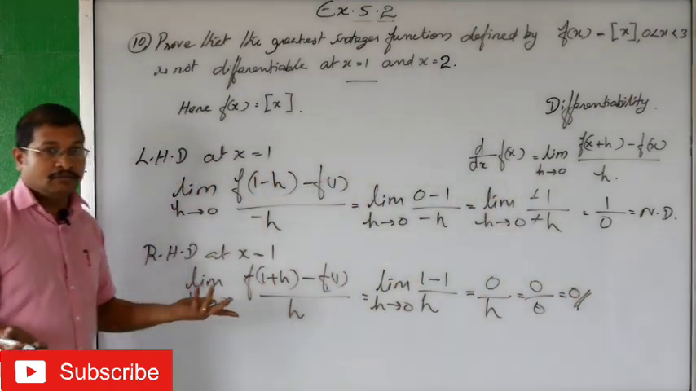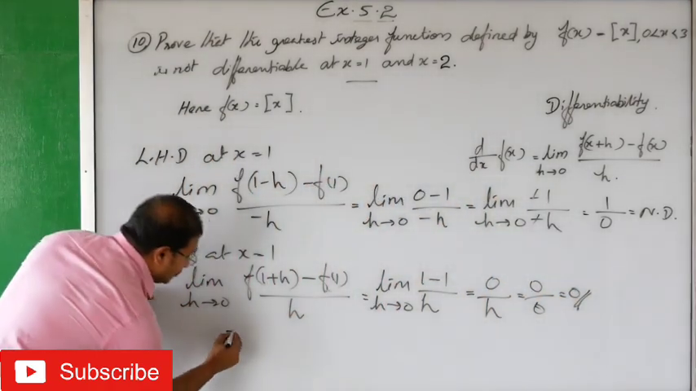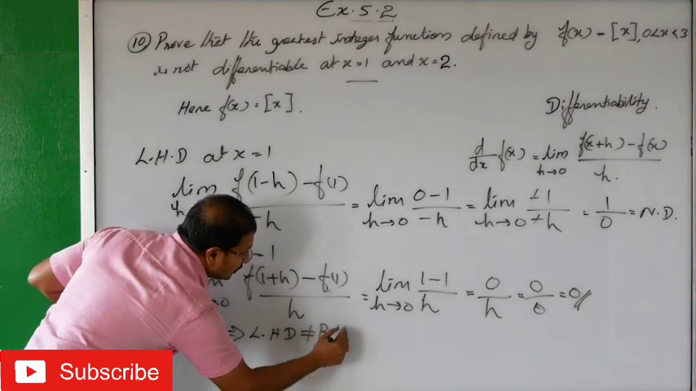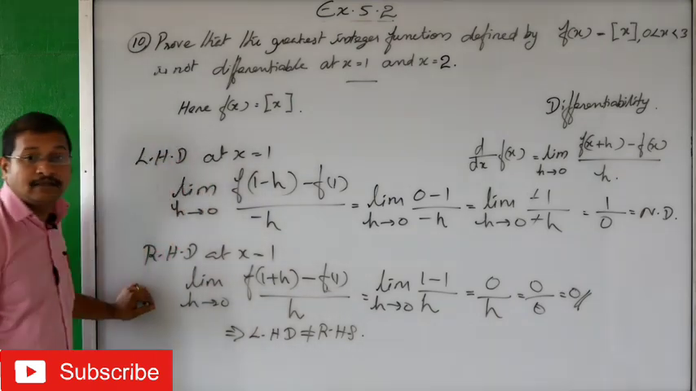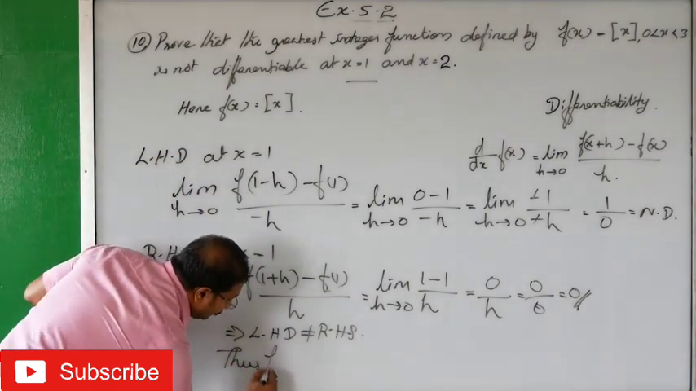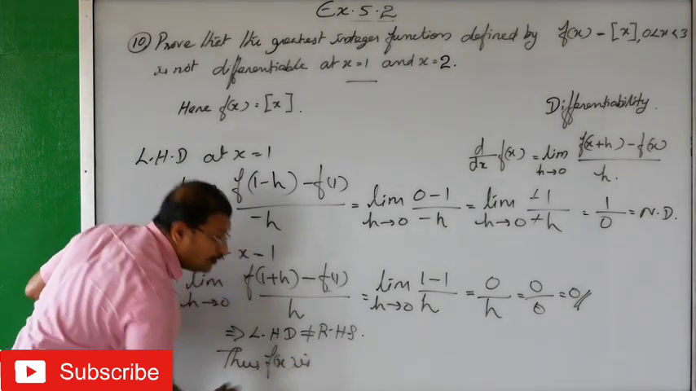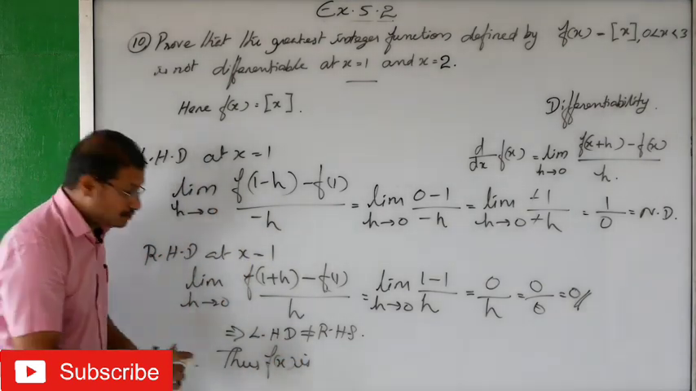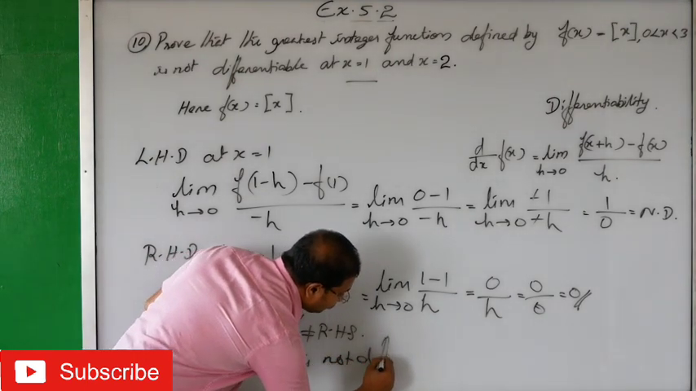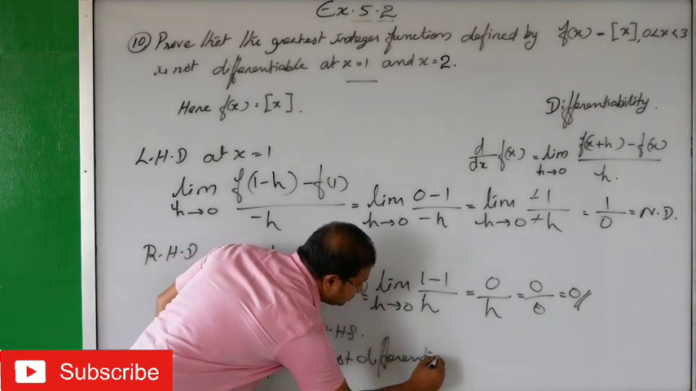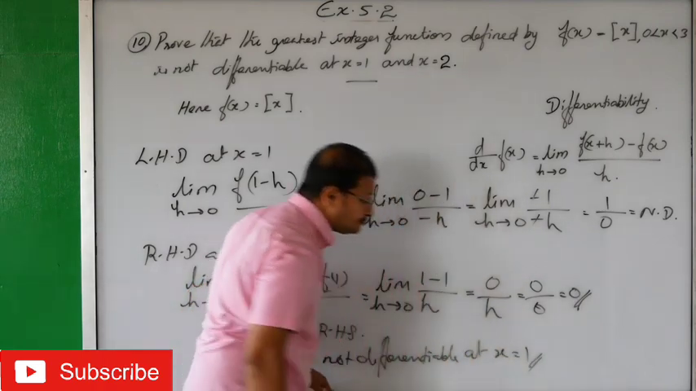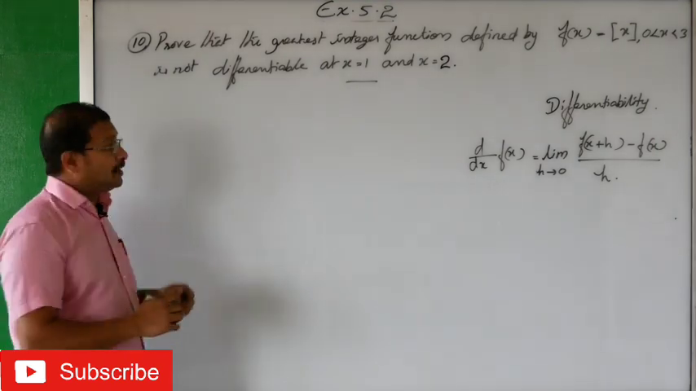See now, we get LHD not equal to RHD. That means what you will say? Therefore, f of x is not differentiable at x equals 1. Okay, let's see the second part.